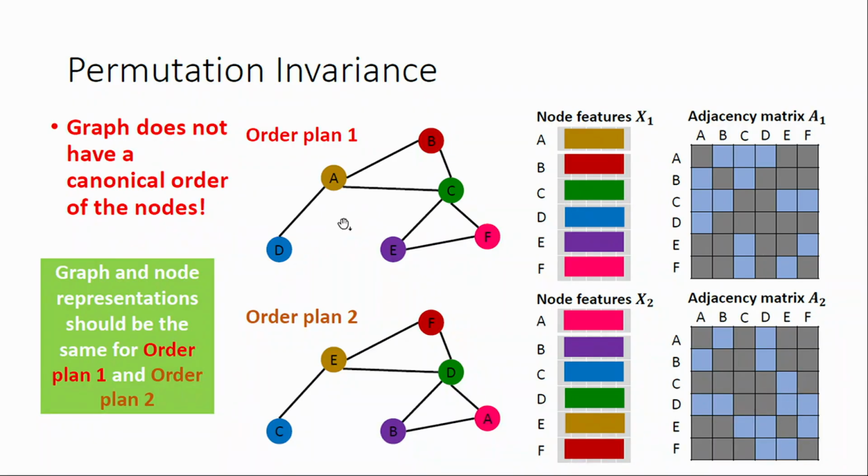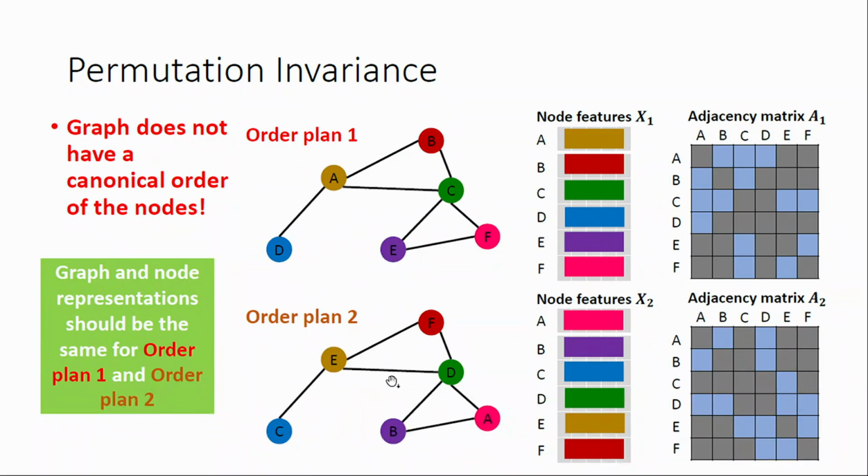So in this example, if you say this node is A, then in the feature matrix, the feature of this node will appear in the first position. Similarly, in the adjacency matrix, all the relationships related to A will appear in the first row and first column. Versus if you define a different order plan, you have a shuffling or permutation along this dimension, such that the feature and adjacency matrix will be changed. And the change happens by permuting the positions along that order dimension.